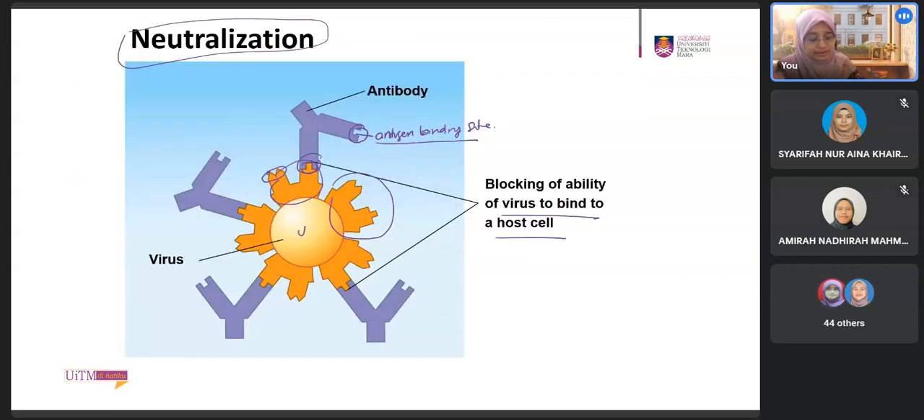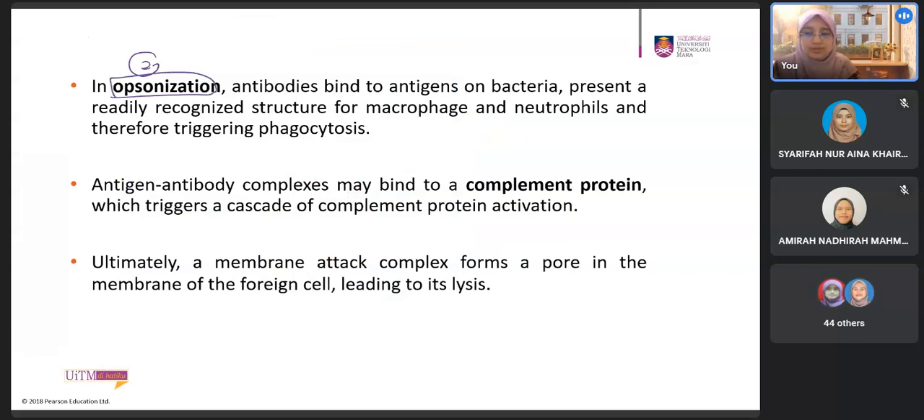Okay. So another mechanism, tadi neutralization. The second mechanism is opsonization. Okay, opsonization, second method of how the antibody destroys the pathogen. So in opsonization, antibody binds to antigen on bacteria or pathogen. Okay, presents a readily recognized structure for macrophage, which is a phagocyte. These two are phagocytes, kan, macrophage and also neutrophil. Phagocytes, white blood cells that engulf the pathogen. So recognized structure for macrophage and neutrophils, and therefore triggering phagocytosis. So that is opsonization. So it enhances the process of phagocytosis by macrophage and also neutrophil.